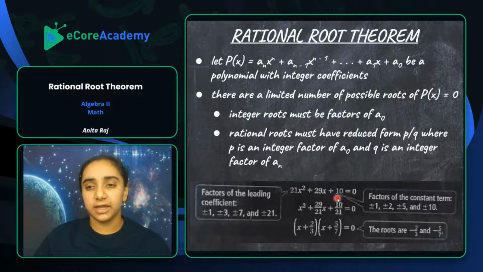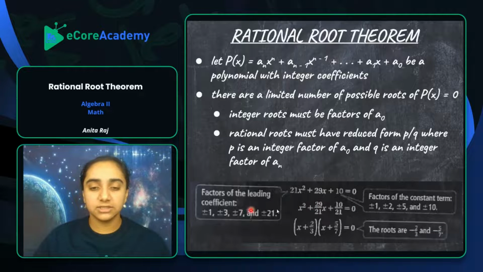Then we're going to look at a subscript 0, or the constant, which is 10. Factors of this term are positive or negative 1, positive or negative 2, positive or negative 5, and positive or negative 10. Then what we can do in this case is divide everything by 21 so that the coefficient of the leading term becomes 1. So we get x squared by itself, and if we do that, we get x squared plus 29 over 21x plus 10 over 21 equals 0. Then if you use some other methods that I'm going to show you, you'll figure out that the roots are negative 2/3 and negative 5/7.